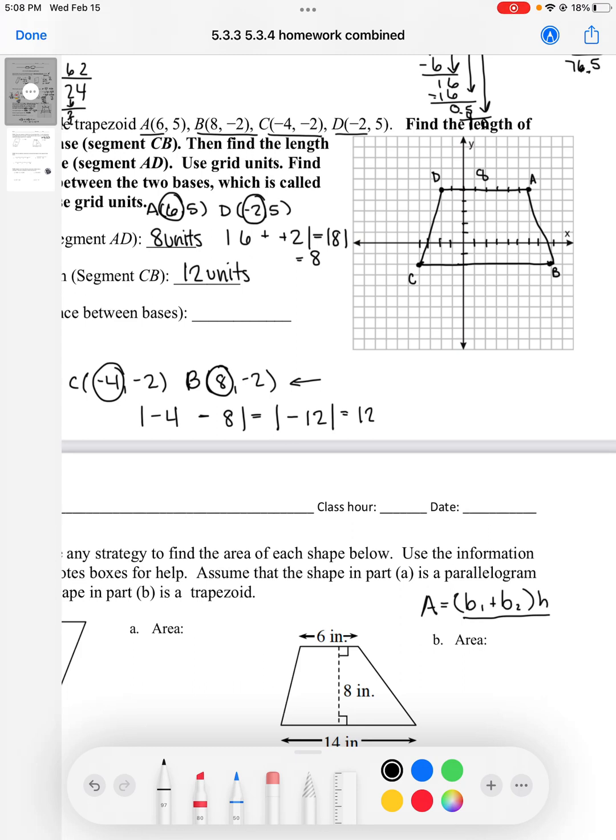Okay. Now, to find the height that's perpendicular, I can take points and figure it out, but I'd have to not use a point that's given to me. So I'm actually going to count. I'm going to use a different color. I'm going to start at point D and count: 1, 2, 3, 4, 5, 6, 7. They are 7 units apart from the top length to the bottom length, so between my bases. Okay.